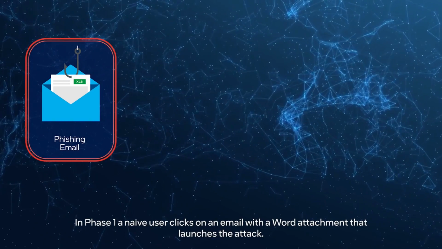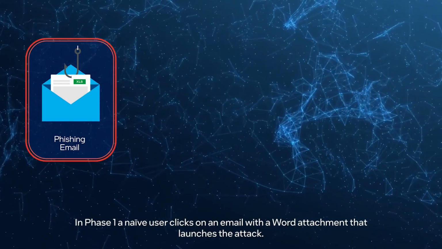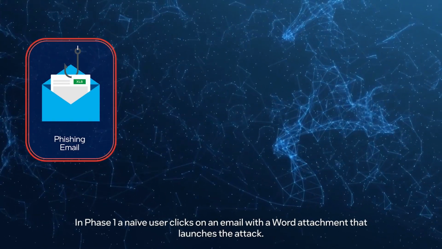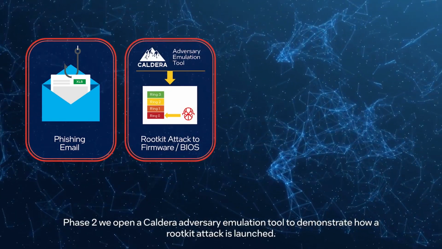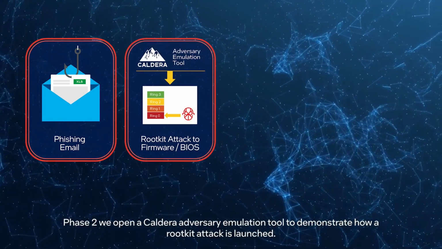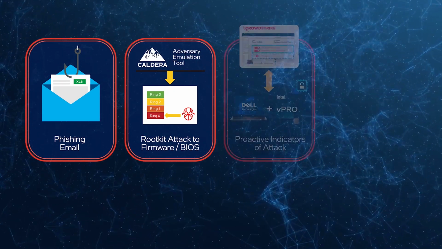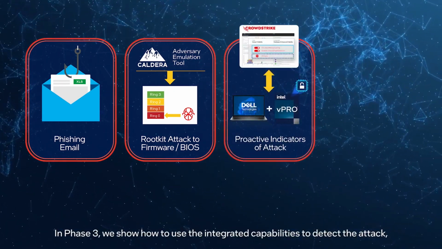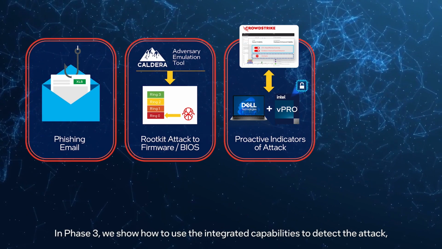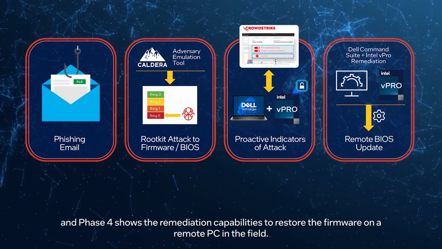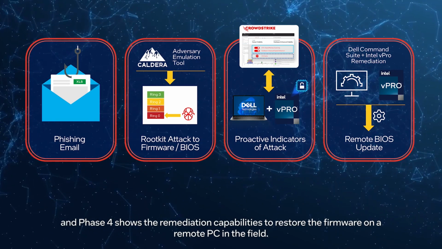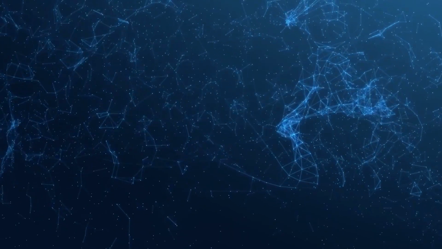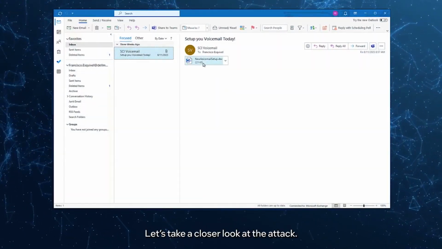In Phase 1, a naive user clicks on an email with a Word attachment that launches the attack. In Phase 2, we open a Caldera adversary emulation tool to demonstrate how a rootkit attack is launched. In Phase 3, we show how to use the integrated capabilities to detect the attack, and Phase 4 shows the remediation capabilities to restore the firmware on a remote PC in the field. Let's take a closer look at the attack.